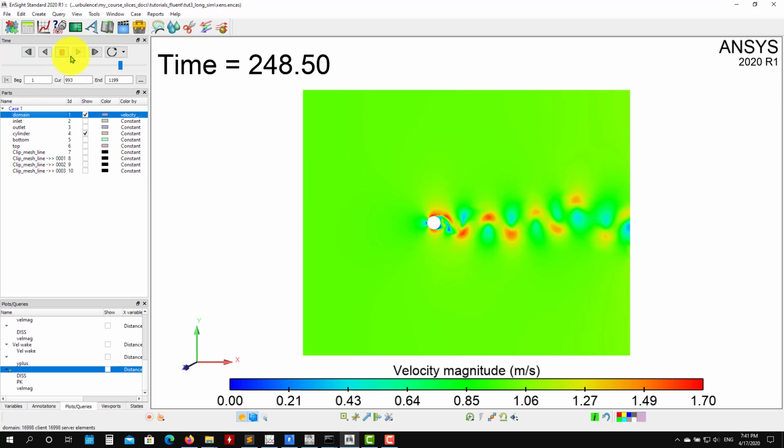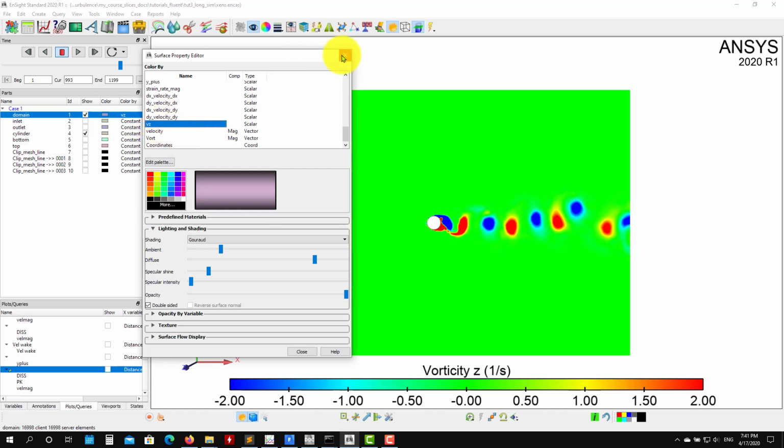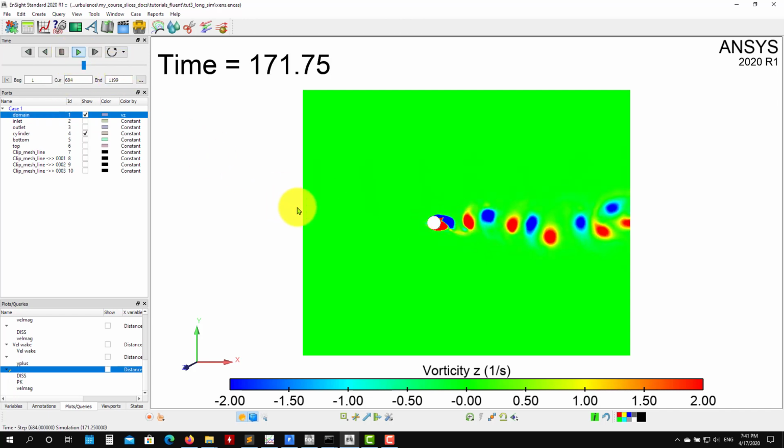For instance, I also have the vorticity field. So it's the normal to the plane XY. Okay, so I have it here. And this one will also give you rotation. So see that red will be rotating counterclockwise, blue clockwise. And let me play a little bit here and see that you have all the vortical structures.